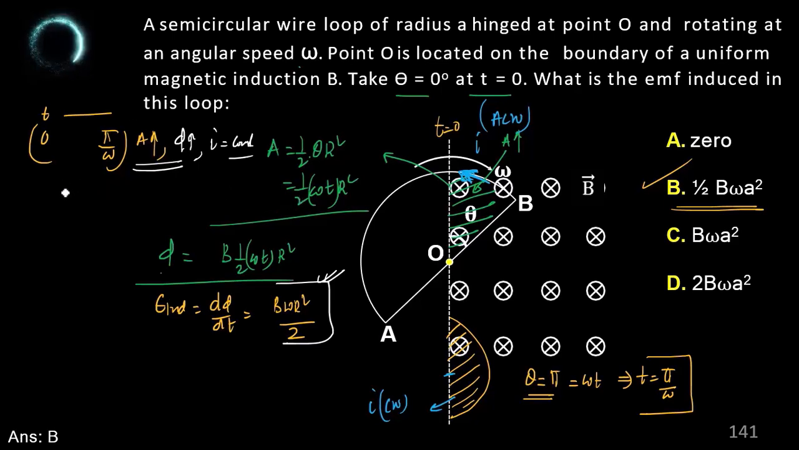If I plot epsilon induced, how would it look? Say I give a time between 0 to pi by omega, then from pi by omega to 2 pi by omega, then 3 pi by omega. So between 0 to pi by omega, epsilon induced is positive, why? The anticlockwise current is flowing there. What happens next? Clockwise current, so epsilon induced will be in the negative sense. The next one will again be positive. So this way, this is the variation of the epsilon induced.